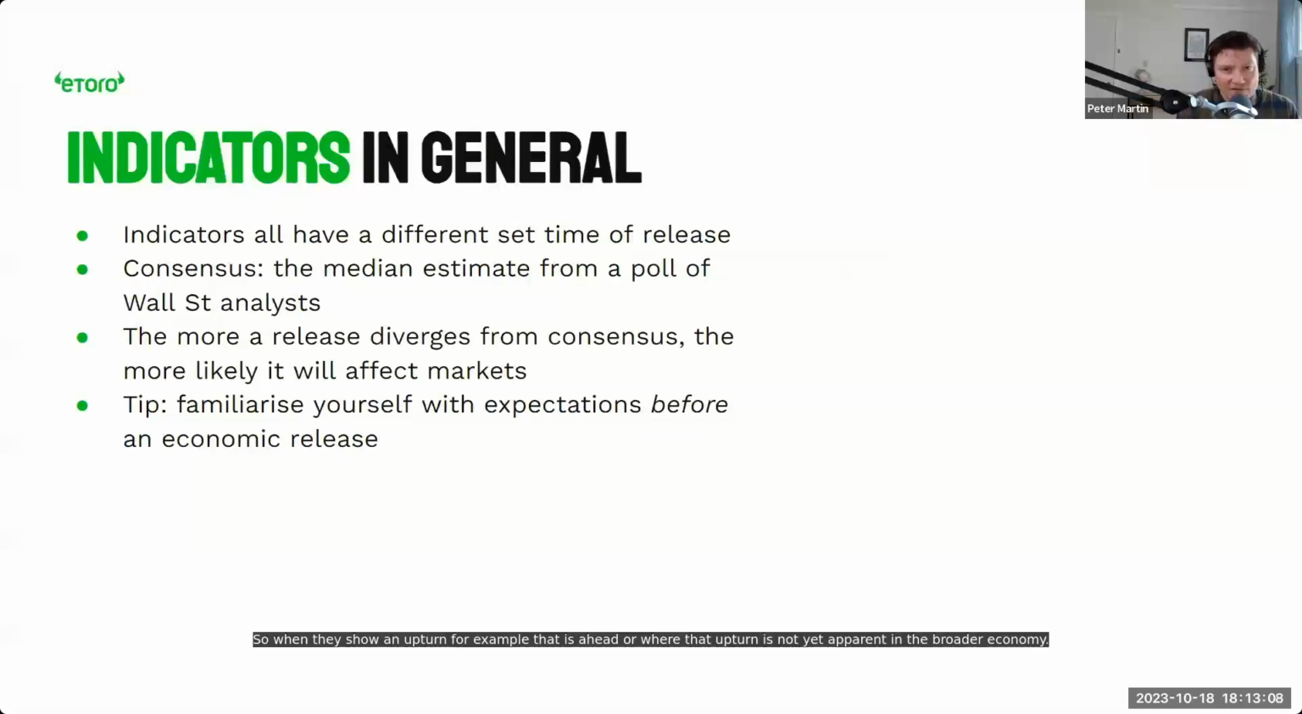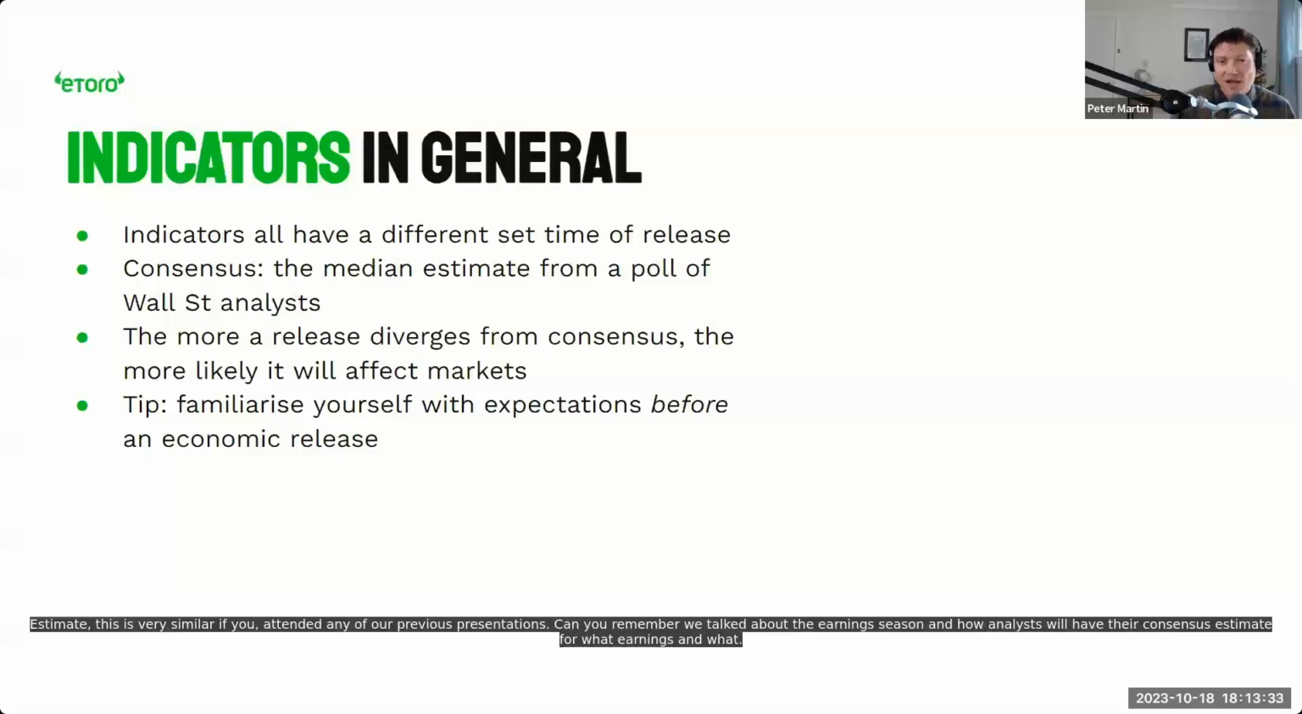Now, indicators all have a different set time of release. They come out according to a set schedule. And then alongside this, there is a consensus that usually is known ahead of time. So this is where a group of Wall Street analysts have been polled about what they think the outcome will be. And then there is a median estimate that is called the consensus estimate.